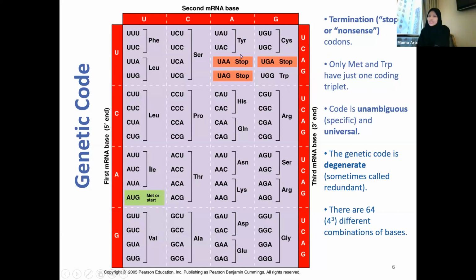For stop codons, there's three, and they're easy to memorize because they look similar to each other. So UAG, UGA, and UAA. All of them have A, and then G and A just get rearranged. So these are the stop codons, and this is the start codon.